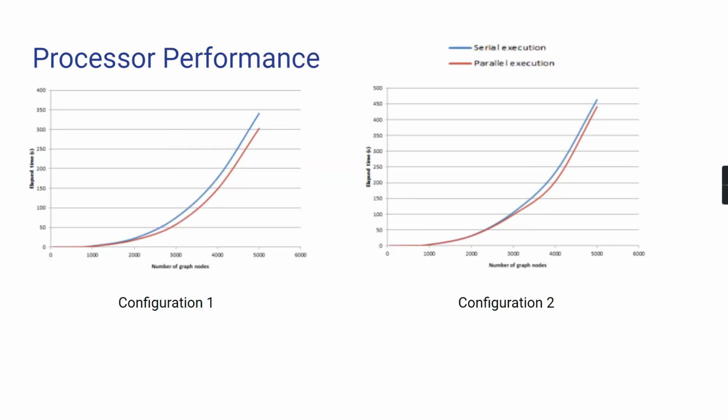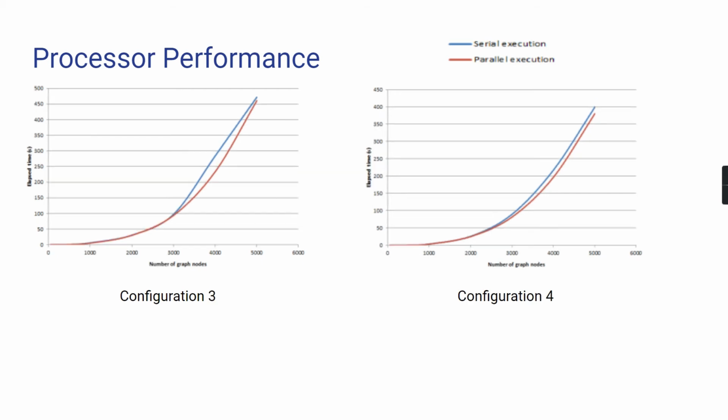So, as seen earlier, configuration 1 had the highest clock speed of any of the configurations, and probably the best processor of any of the configurations, and it shows that around 2,000 nodes there starts to become speed up between the parallel and the serial execution, and the parallel becomes faster than the serial execution time. In configuration 2, that same speed up isn't seen until around 3,000 nodes in the graph. And configuration 2 was the configuration with the Pentium CPU from Intel.